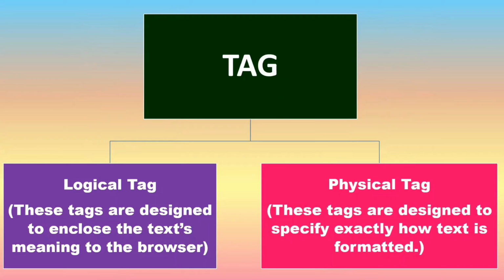Now, what is physical tag? So from the name, I think you can understand that these tags are designed to specify exactly how text is formatted. So when you are using a physical tag, then you can see the action of physical tag, that how your text is going to be formatted. So you can see the change. So that is the physical tag, and that is the logical tag, which is associated with the browser. So these are the two types of tags in HTML.